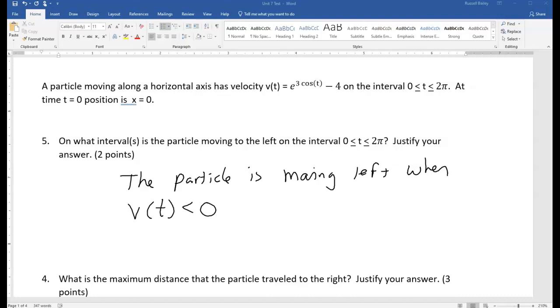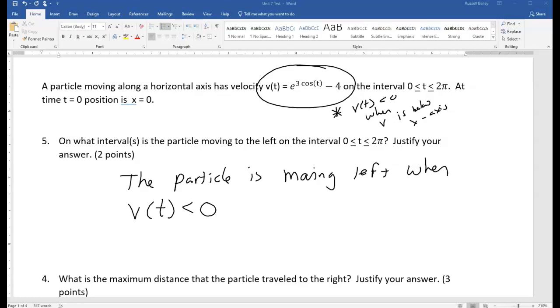All right. So the particle is moving left anytime v of t is less than 0. Now here's v of t. When is that less than 0? Now you don't have to write this part down on your test, but you can. But I'm just writing this for you. V of t is less than 0 when v is below the x-axis. So anytime my v function is less than 0, that means the graph will be below the x-axis.